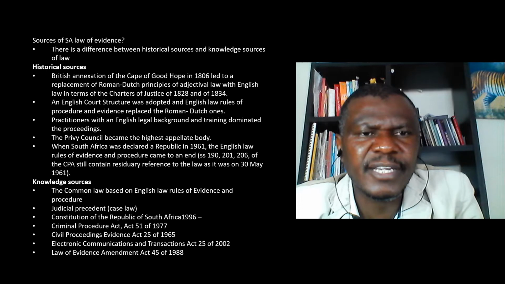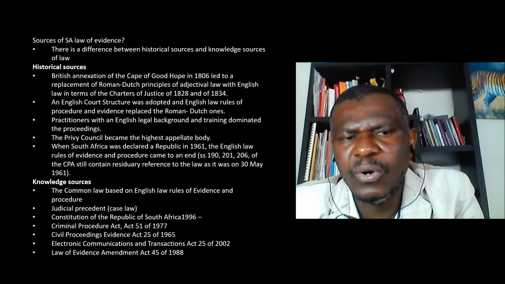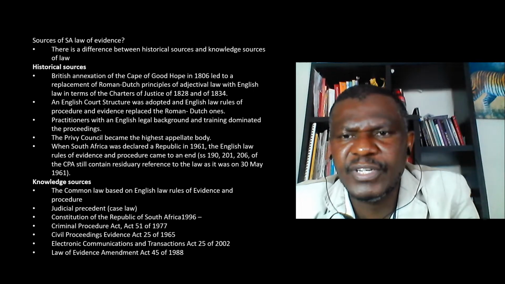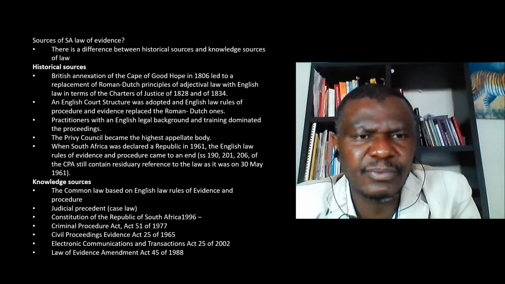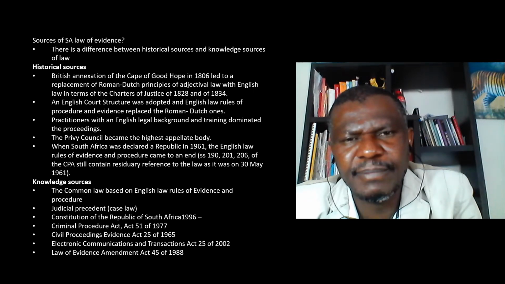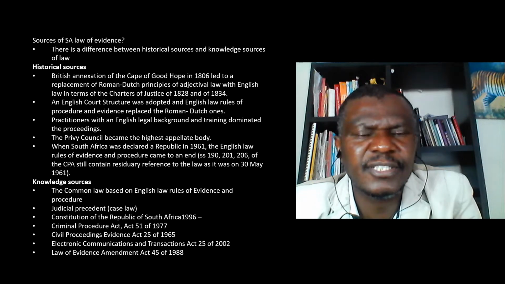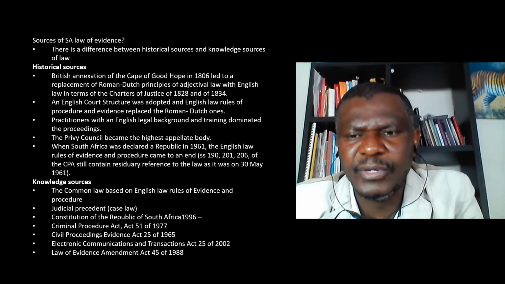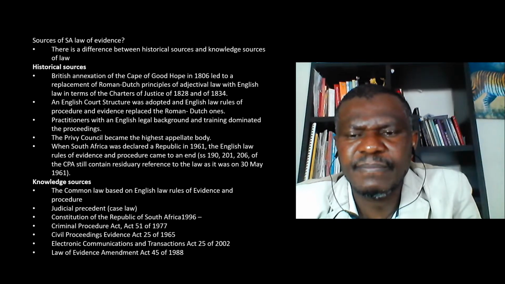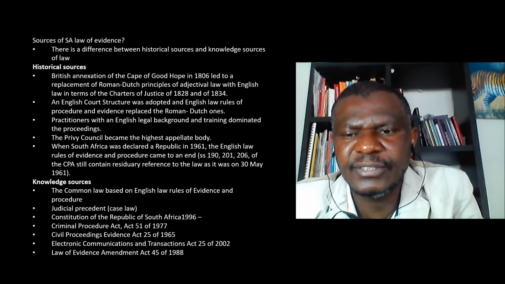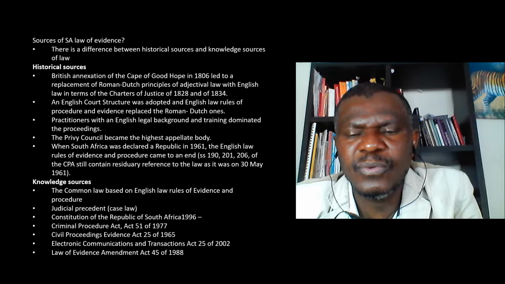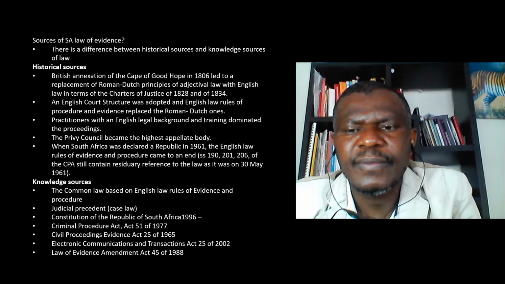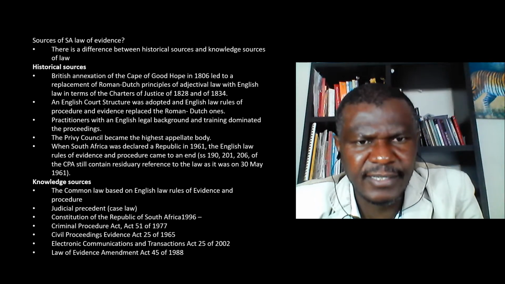Now, these charters were based on English law, and the English court structure was adopted. English law rules of procedure and evidence replaced the Roman Dutch principles, and practitioners with an English legal background and training dominated the proceedings, and the Privy Council of the United Kingdom became the highest appellate body. In other words, in the Cape of Good Hope, if parties were not satisfied with the decisions of the local courts, they would appeal to the Privy Council.